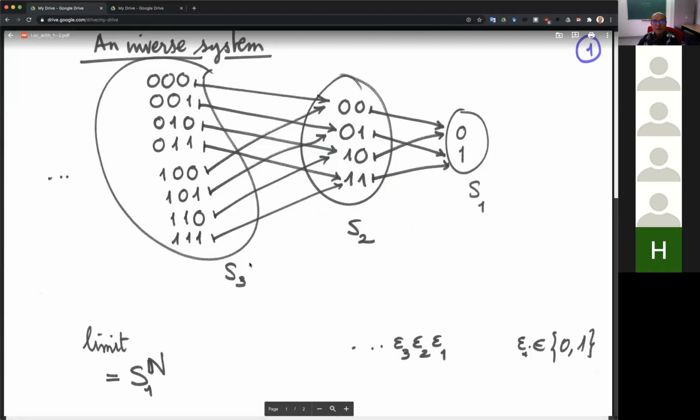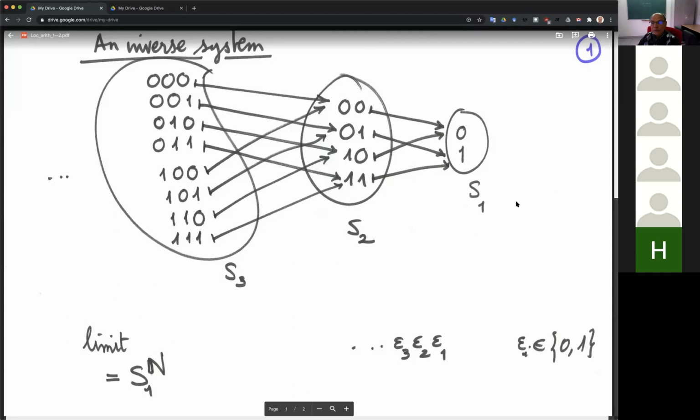So now, somebody had asked me last time what an easy example of an inverse system is. Of course, you can give some trivial examples, and here is the first non-trivial example. I'm looking at an inverse system of sets, where the set S1 just consists of two elements, 0 and 1. The set S2 consists of strings of length 2 of these two elements. So S2 consists of 00, 01, 10, and 11.